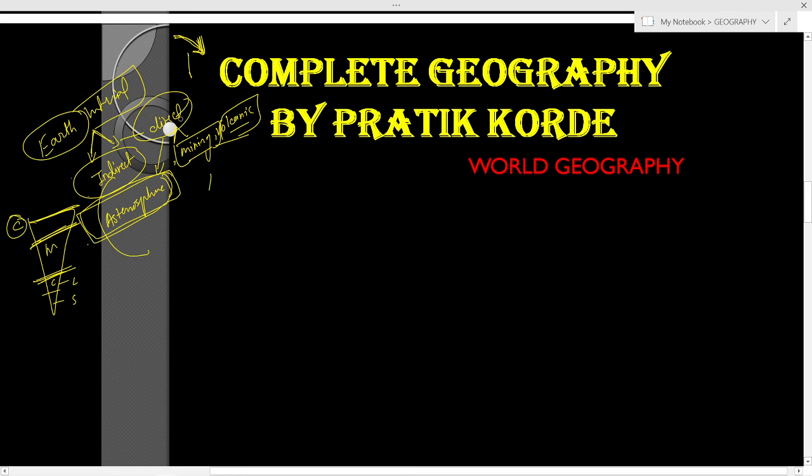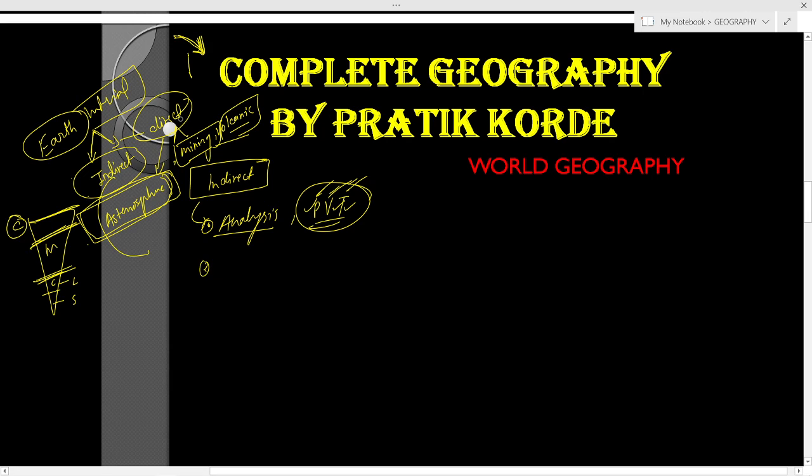Now we talk about the indirect one. Indirect one is important because if a question comes from this topic, it will be like which of the following are indirect sources of information about the Earth's interior, or direct. Now, as far as the indirect is concerned, we'll talk about the analysis of properties, for example, PVT, that is pressure, volume, temperature. So with the analysis, they found that there is a difference in temperature, differences in volume, and difference in basically density and pressure. So that is how they analyzed. Second, by meteors.